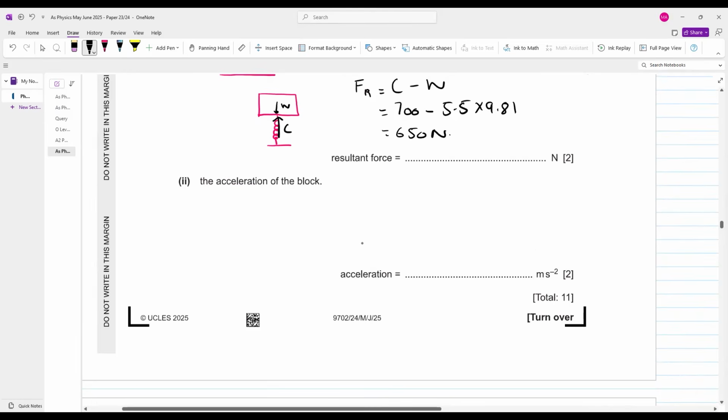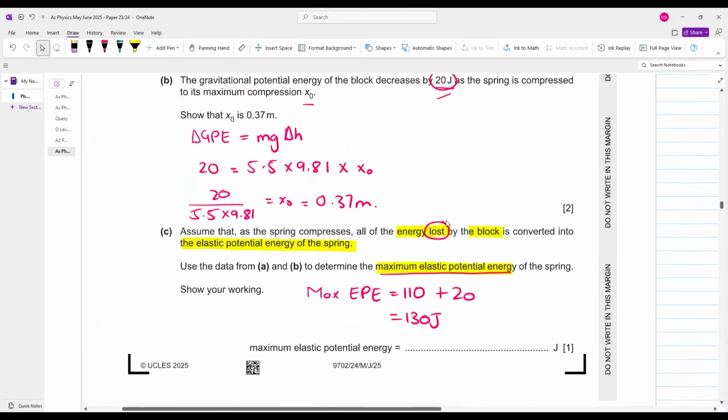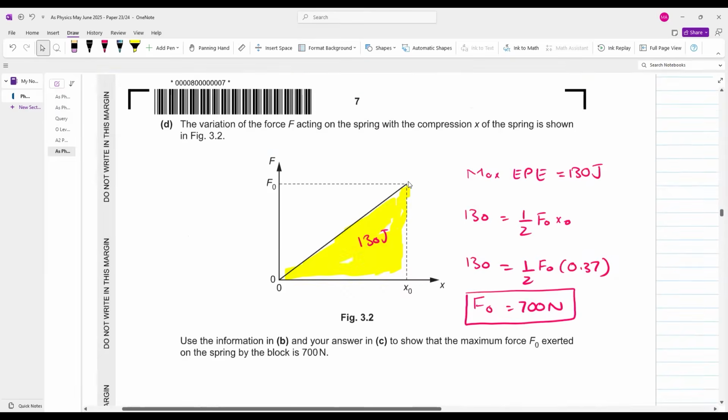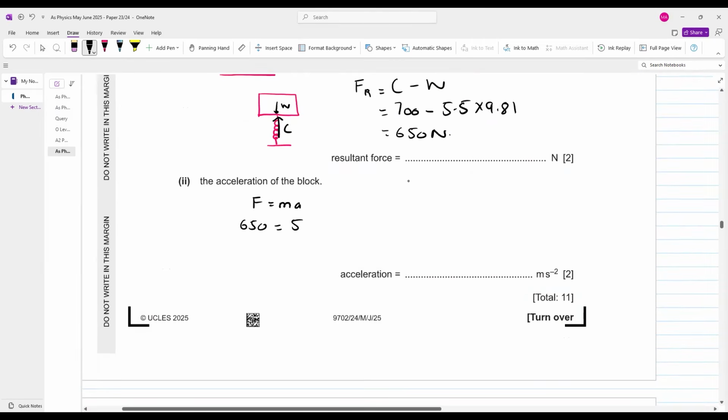Simple. Now you have to calculate the acceleration of the block. अब acceleration of the block किस तरह निकालोगे? F is equal to ma. Resultant force क्या है? 650. बेटा mass क्या है? What is the mass here? 5.5. ठीक है, mass आ गया 5.5. Okay. How will you calculate the acceleration? 650 divided by 5.5 is equal to your acceleration. Can you calculate this answer? This answer comes out to be 118. Acceleration is equal to 118 m s minus 2. If you want to round it off to two significant figures, 120 m s minus 2. Simple. इससे ज़्यादा और क्या आसान करेगा एग्जामिनर तुम्हारे.